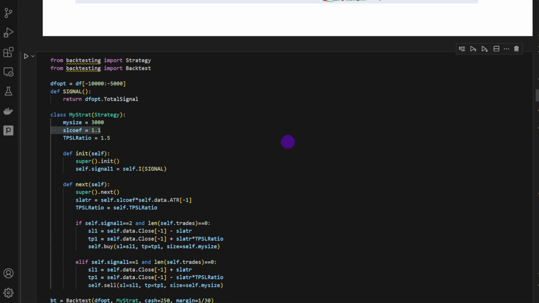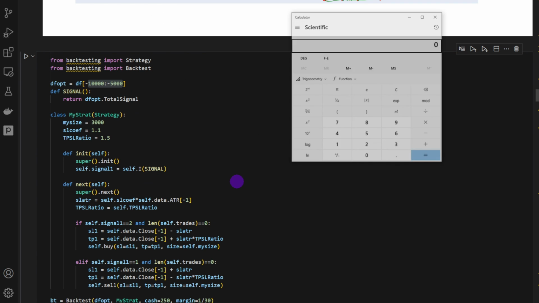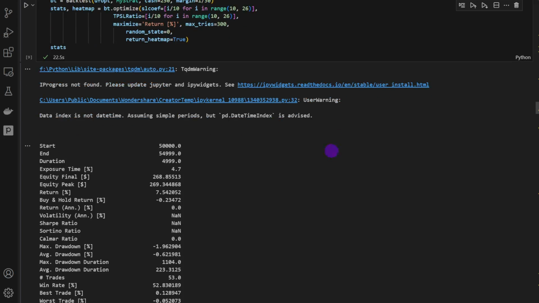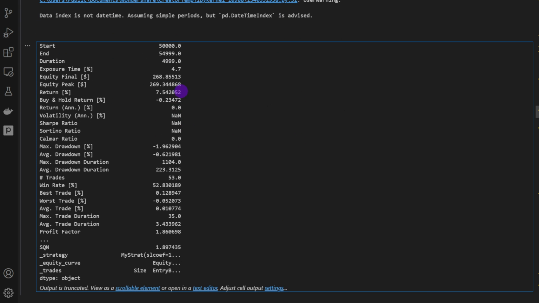So when we run this optimization on part of the data, we're running just on 5,000 candles. Remember, if we do the math, it's 5,000 times 5 minutes, because we are on the 5 minutes time frame, divided by 60. This is equal to 416 hours divided by 24. That's around 17 days, so almost 3 weeks of trading days. Over these 3 weeks, we could achieve 7.5% in return versus the buy and hold returns of minus 0.23.